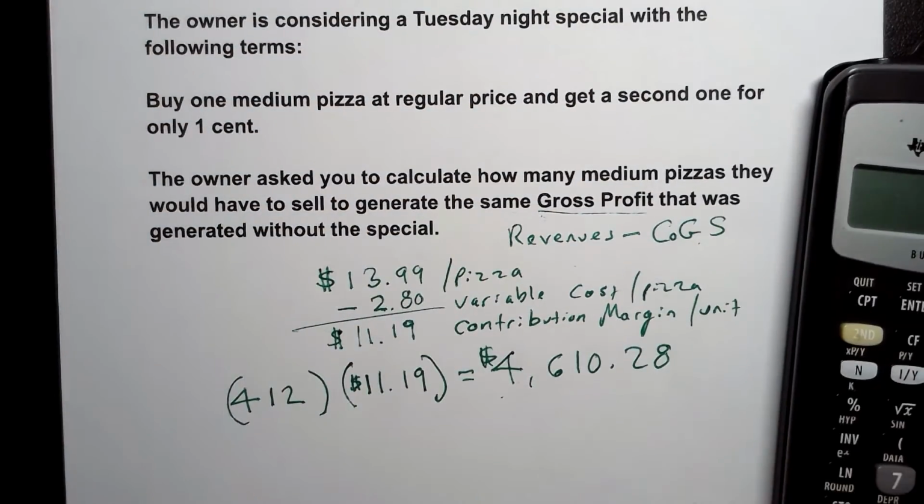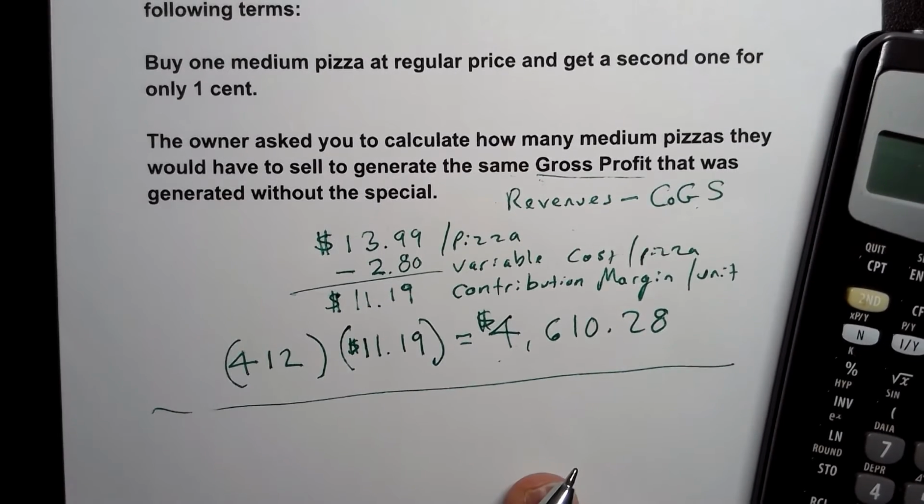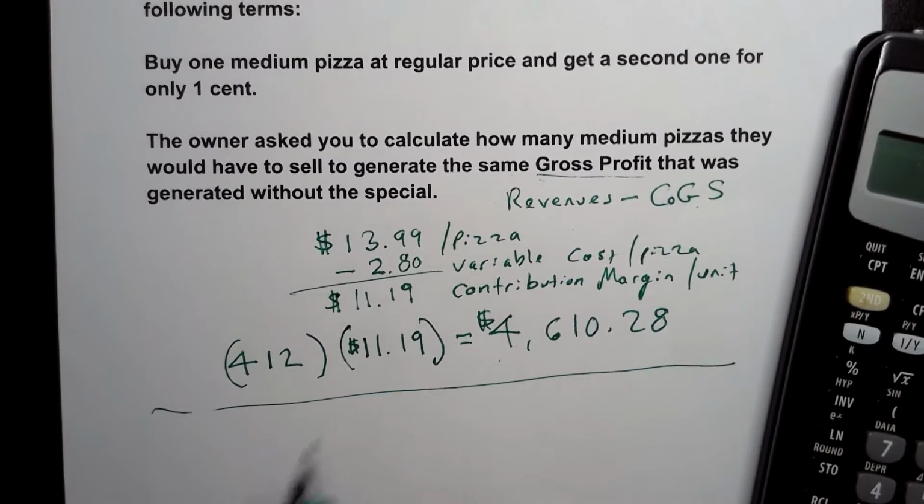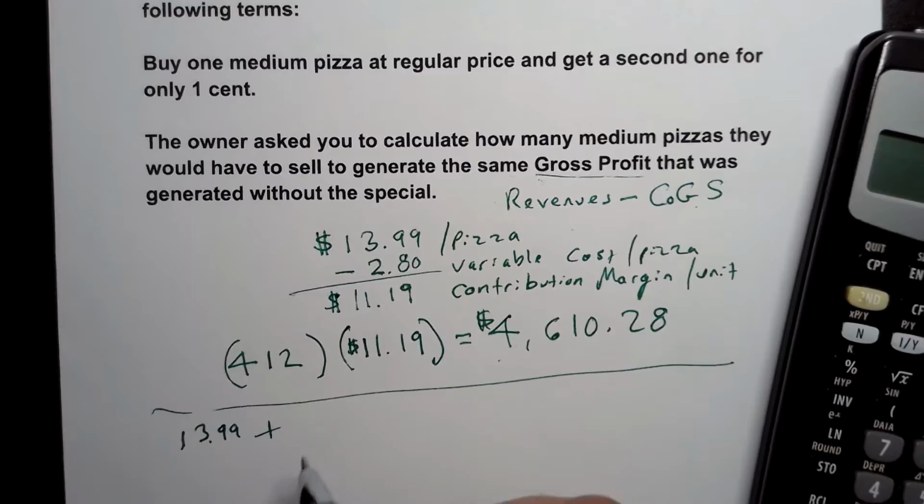Now, our special is going to have a new price per pizza. So let's kind of set this aside. Our new price is going to be the $13.99 plus 1 penny.